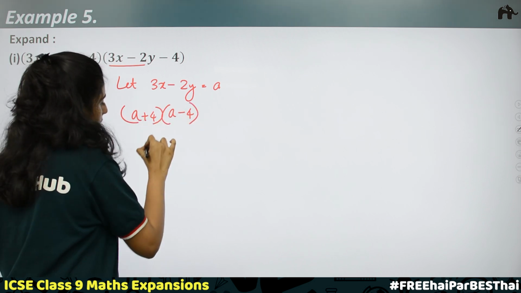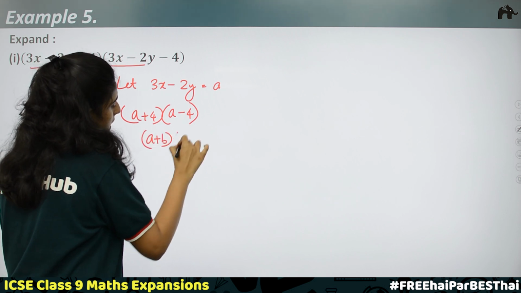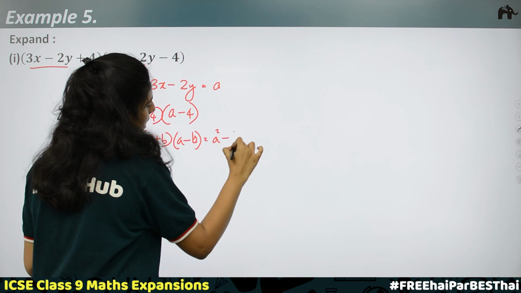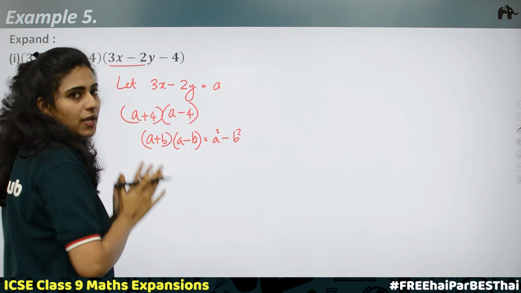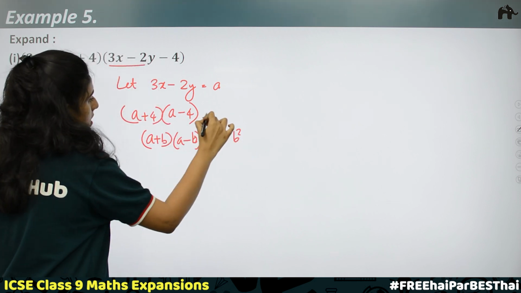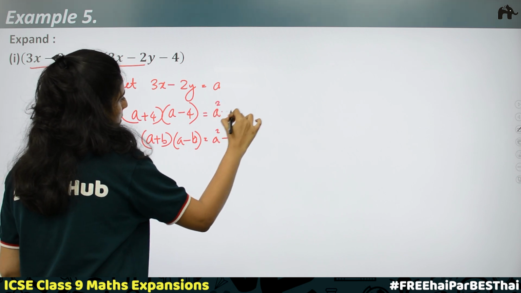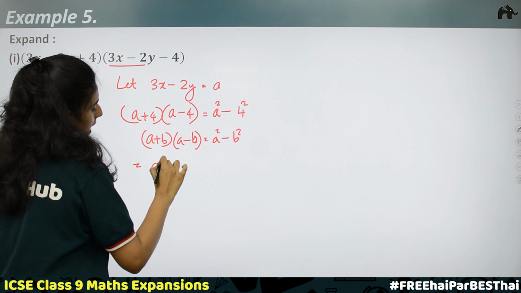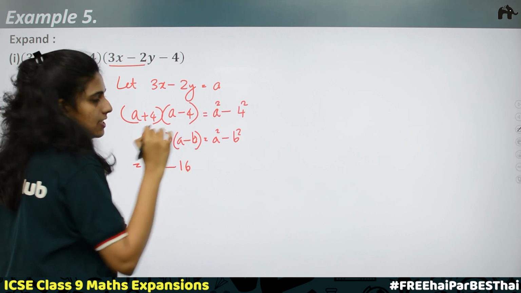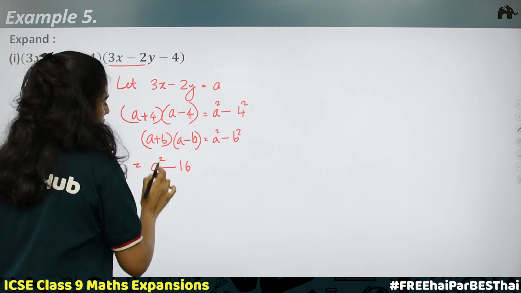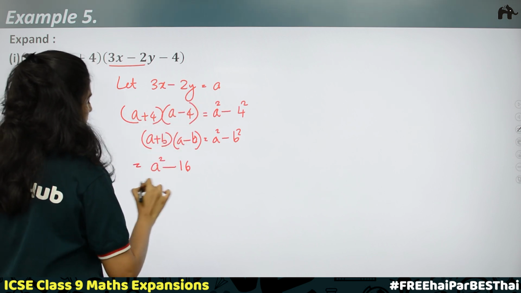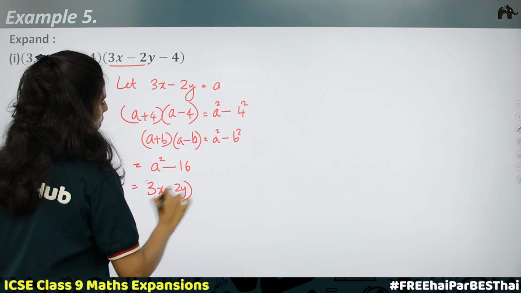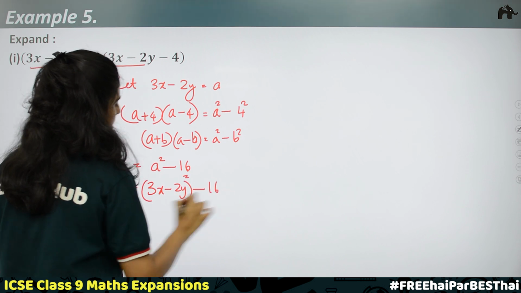What is A plus B into A minus B? A plus B into A minus B is equal to A square minus B square. So, this is of the form A square minus B square. This is equal to A square minus 4 square, which is equal to A square minus 16. Now, take the A value, which is 3x minus 2y whole square minus 16.